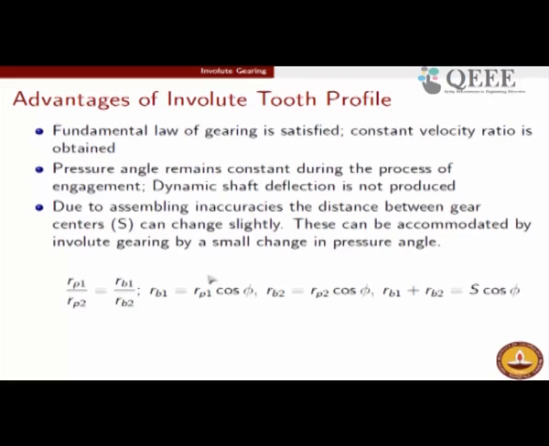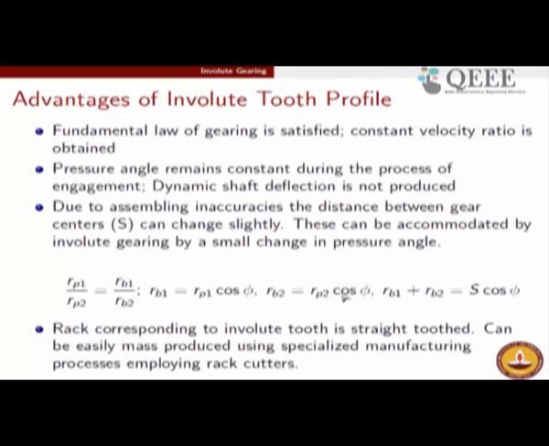It so happens that involute gearing can actually accommodate these slight assembly related inaccuracies, and the only change that will happen is in the pressure angle. Nothing else will fall apart, everything else will work, the fundamental law of gearing will still be satisfied. It is only that the pressure angle will change by a little bit, and I have a small example worked out for you, which I will show immediately afterwards, to show how the pressure angle changes because of a slight change in the distance between the shafts. You can understand the distance between the shafts will change due to manual assembly processes, for example.